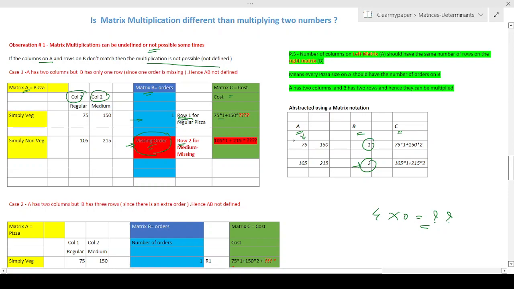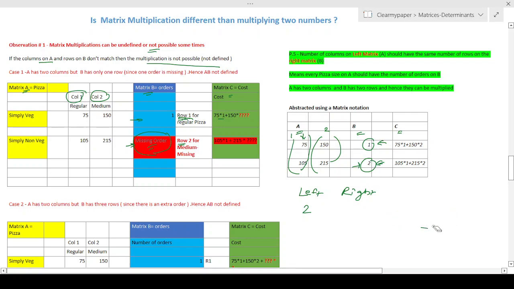This is column 1 and this is column 2. So the number of columns on the leftmost matrix is 2, and for the rows, this is row 1 and this is row 2. Both have numbers. There are 2 rows on the rightmost matrix. Let me just remove this part here.